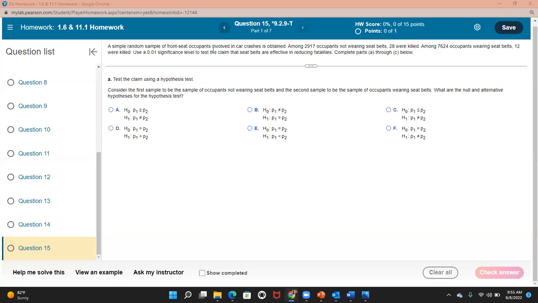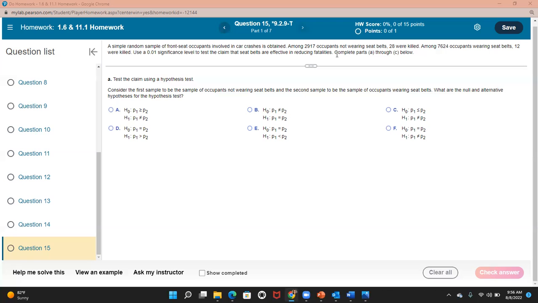But let's just read this problem and see if we can identify the issues that are causing some difficulty. Okay, so this problem says a simple random sample of front seat occupants involved in car crashes is obtained. Among the 2,917 occupants not wearing seatbelts, 28 were killed. Among the 7,624 occupants wearing seatbelts, 12 were killed. Use a 0.01 significance level to test the claim that seatbelts are effective in reducing fatalities. Complete parts A through C below.